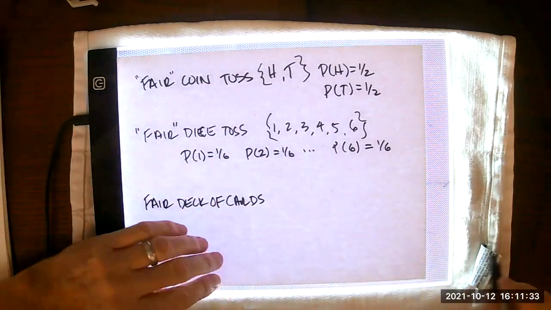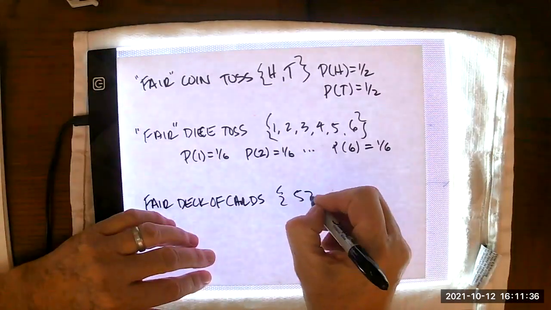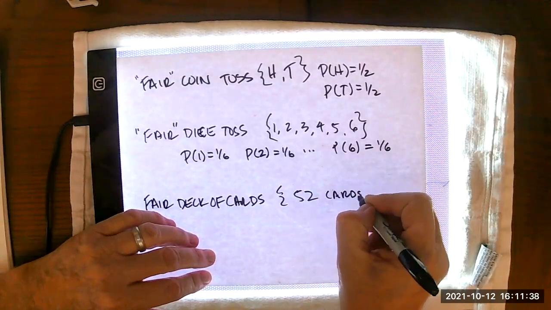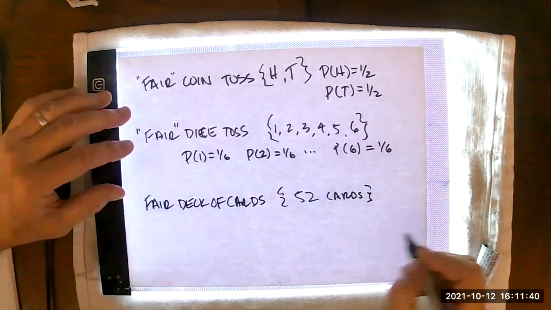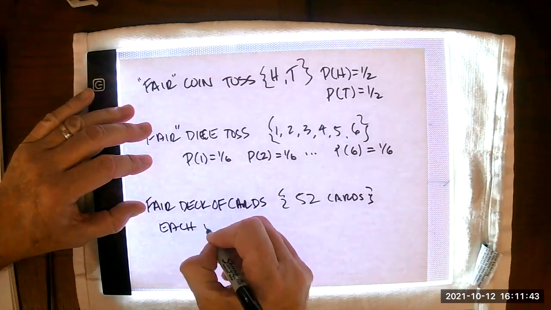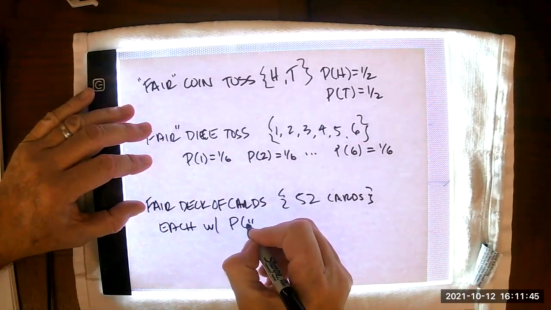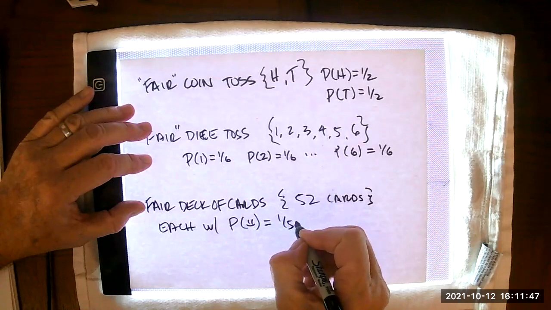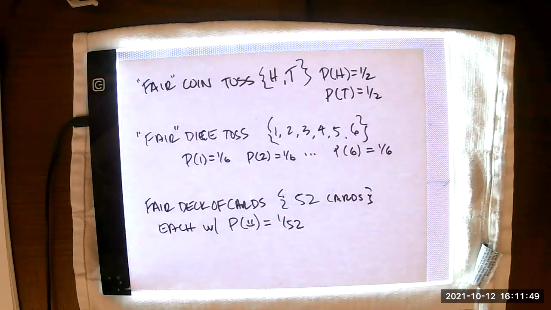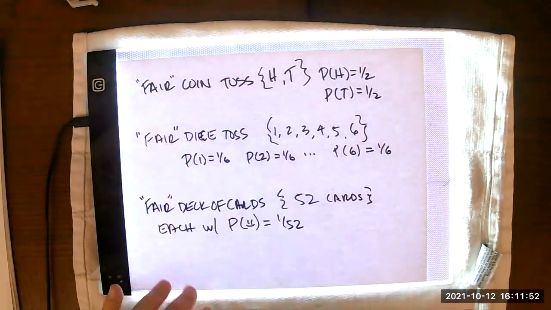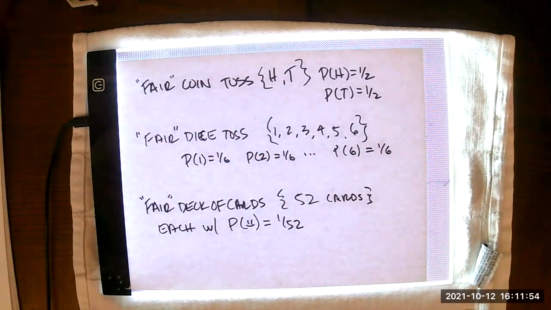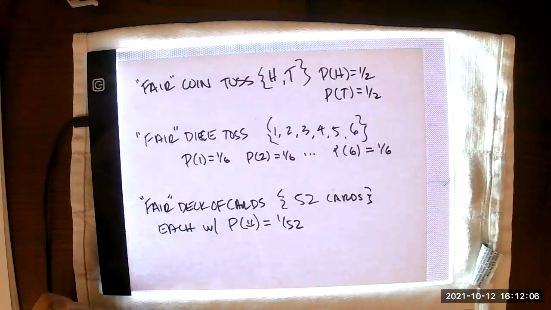A fair deck of cards. I'm not going to list them all, but there are 52 distinctly different cards, each with a probability of 1 out of 52 of being drawn, if you've got a fair deck of cards, and they're not all aces, say. So they all have the same probability, 1 out of 52 of being selected. These are examples of uniform probability distributions.